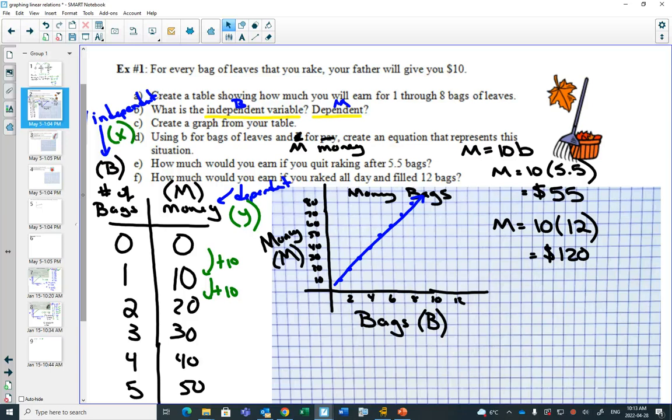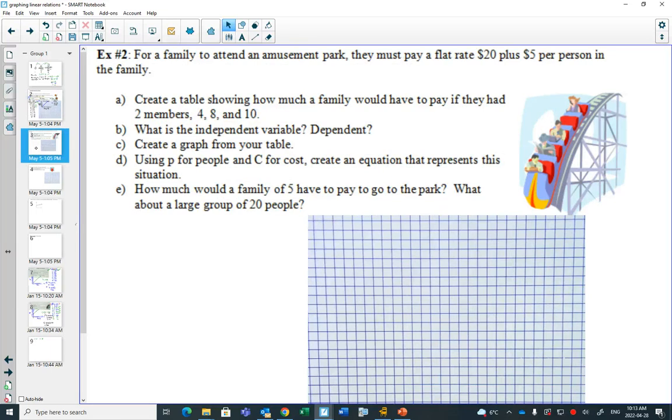Example 1, fairly straightforward. Why? Because it was every bag. Okay. Example 2, a little bit more complicated. A family to attend an amusement park, they must pay a flat rate of $20 plus $5 per person.